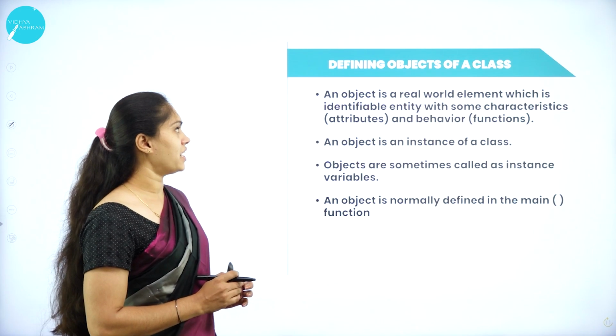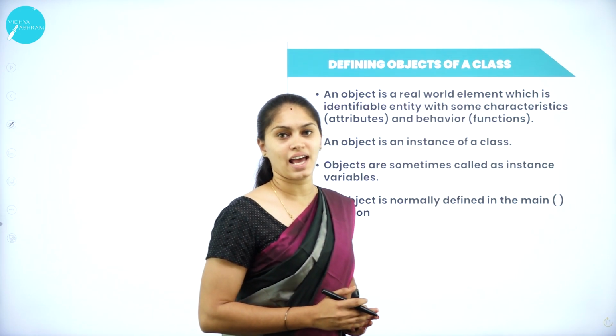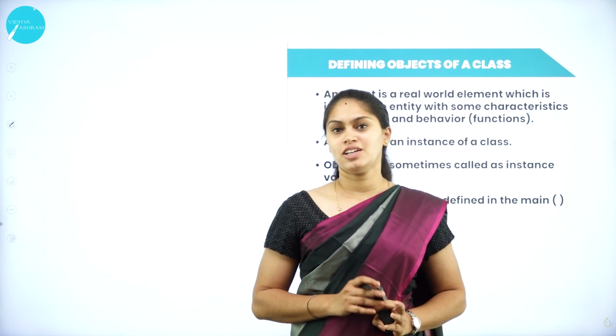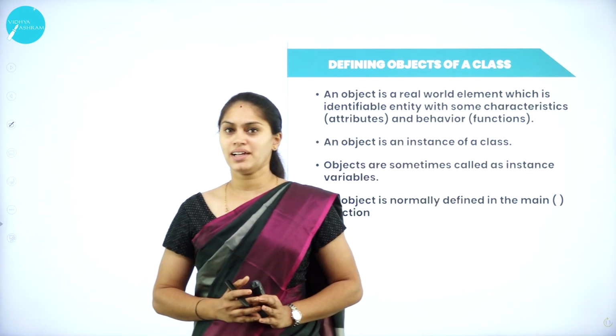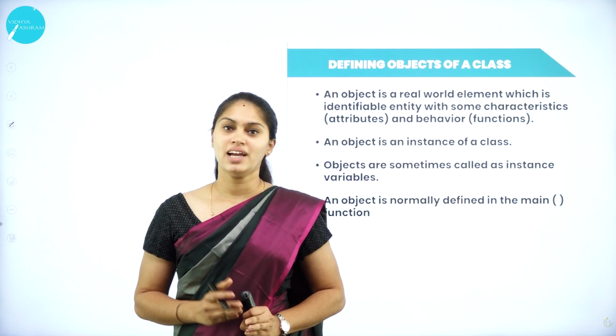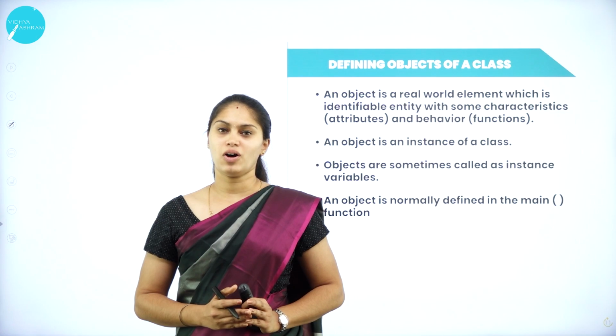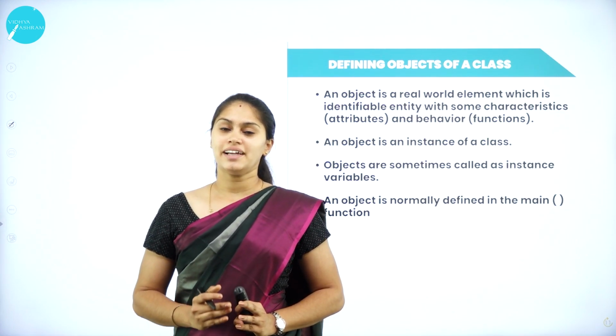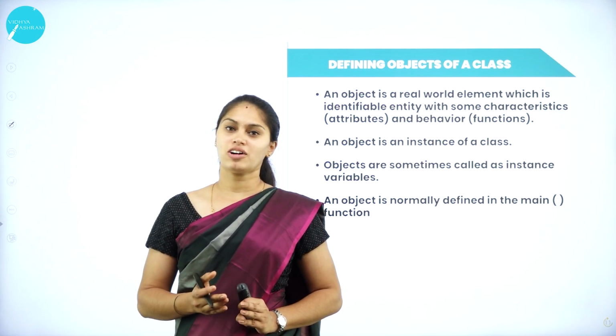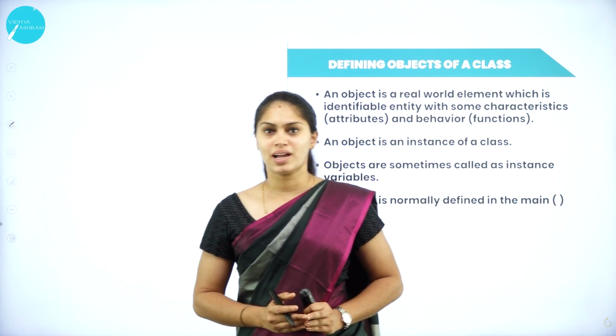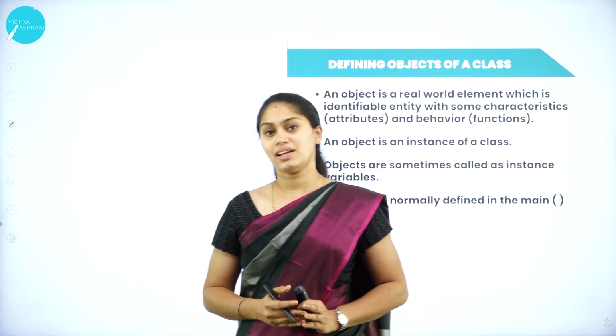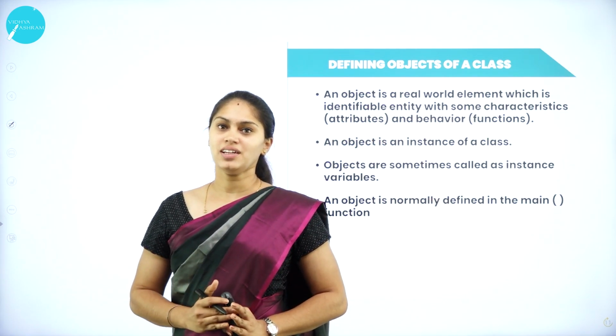And coming to defining objects of a class. What do you mean by an object? Why do we require this object? So an object is nothing but what? It is a real-time entity or real-world entity, and it is also a basic building block of object-oriented programming. And an object is also mainly known as what? An instance of a class.